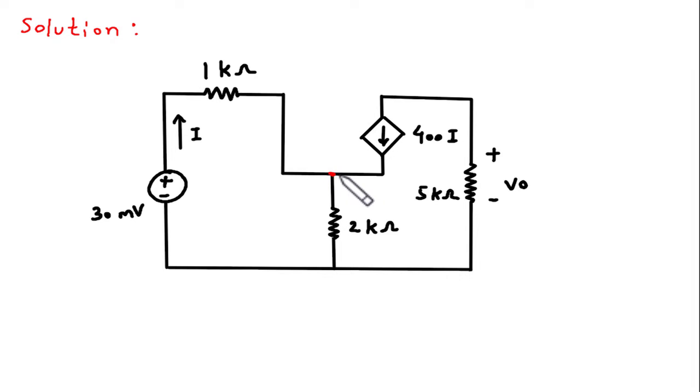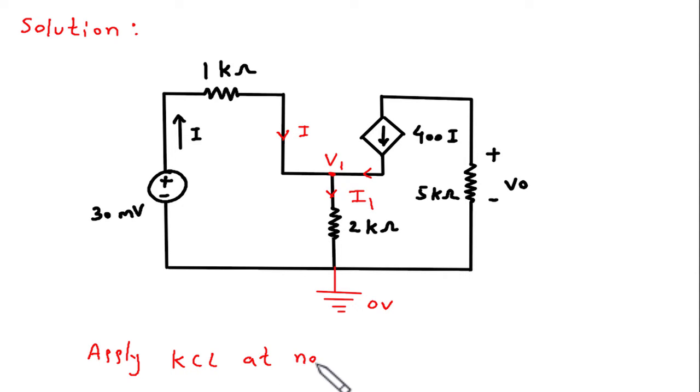Let's say this is node number 1 with voltage V1. This current is entering. This is I and this current is 400 I. Let's say this is the reference node with 0 voltage. Let's say this current is I1. So we will apply KCL at node V1.